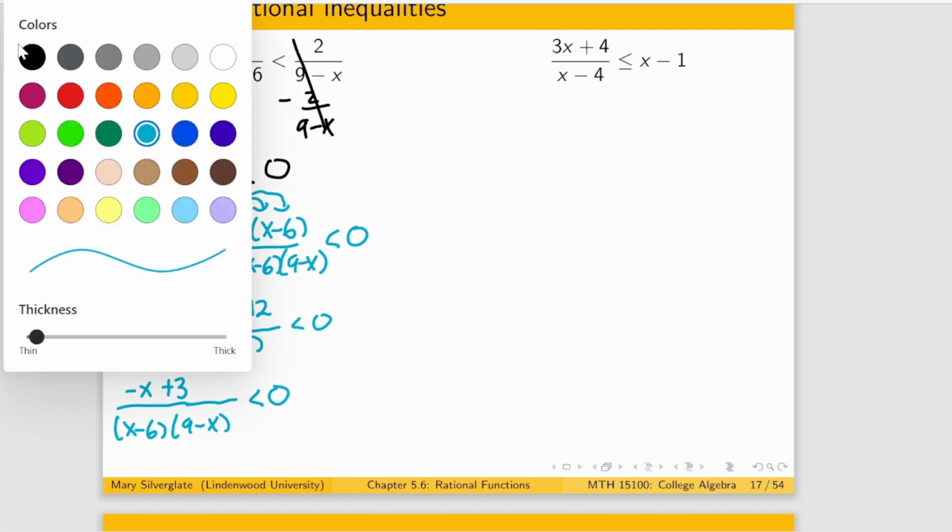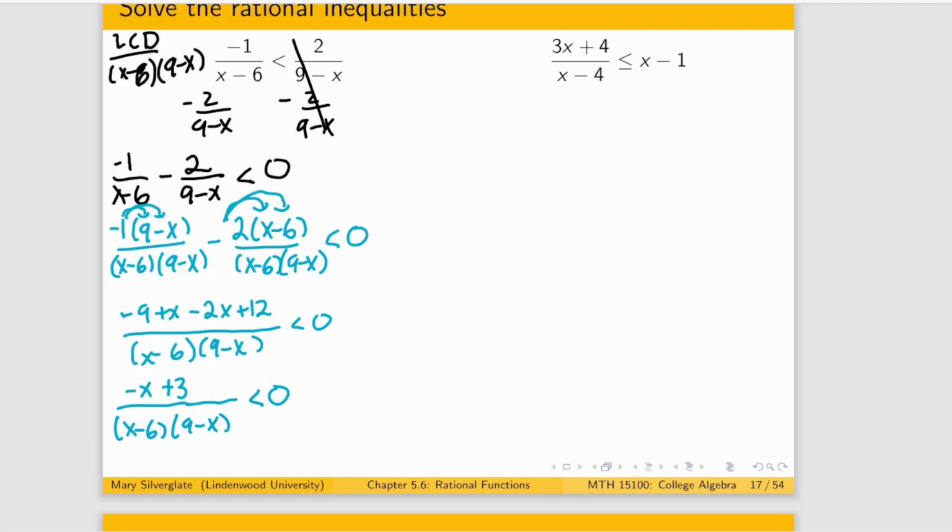Now we want to actually figure out what are all of our numbers that we're going to put on the number line. So for the numerator to equal 0, we'd have -x plus 3 equals 0. I personally would just add x to both sides to get that 3 is equal to x. So 3 would be one of the numbers on my number line.